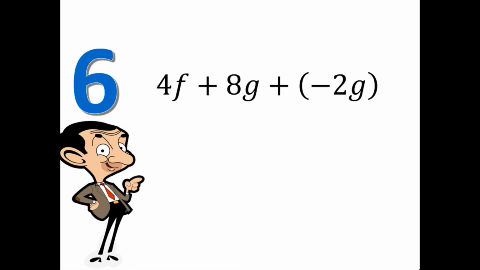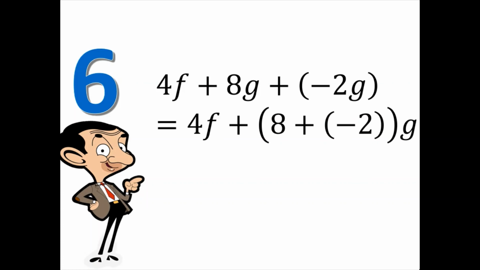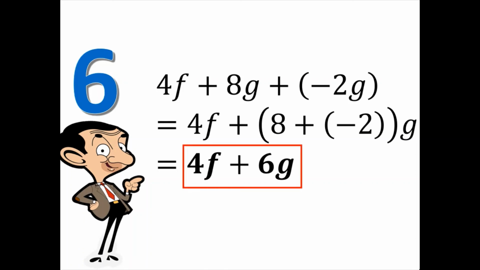4f plus 8g plus negative 2g. Not all terms are similar, and the only terms that you can combine are 8g and negative 2g. So that becomes 4f plus 8g plus negative 2g. 8 plus negative 2 is 6, so the final sum is 4f plus 6g.